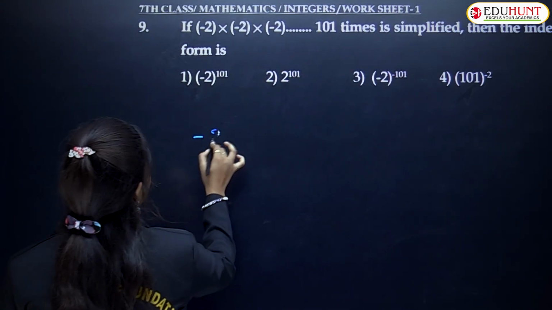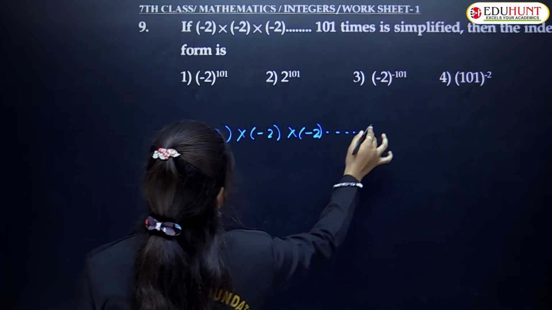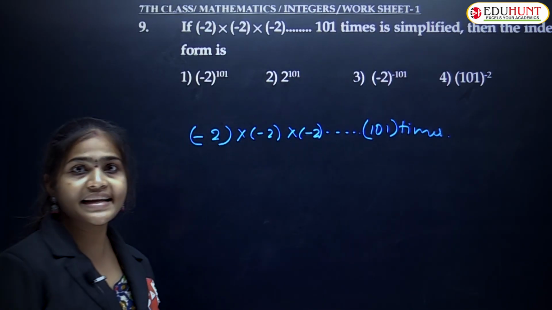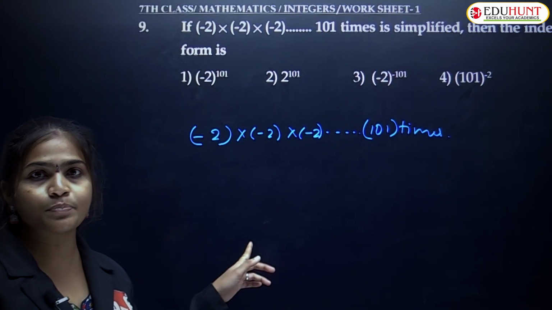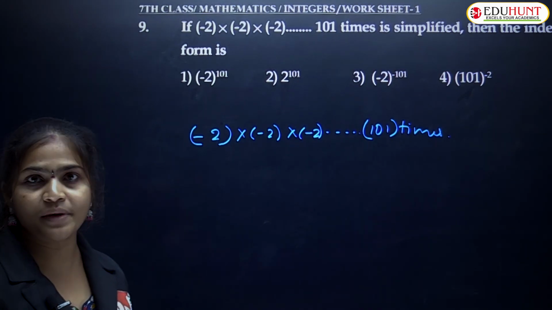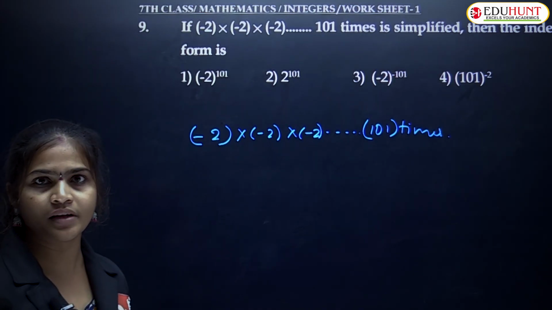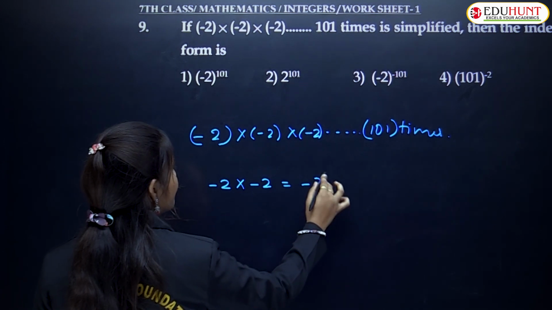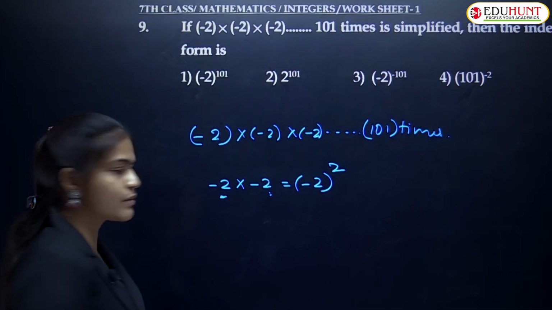If minus 2 into minus 2 into minus 2 and so on, that is multiplied by itself up to 101 times, then the index form means exponential form. Already we are having an idea about exponents in 6th class. Just like that, index is nothing but power, power is nothing but exponent. So they are asking to write in exponential form. Understand? Yes. So we know that minus 2 into minus 2 is minus 2 multiplied 2 times, so minus 2 whole square.